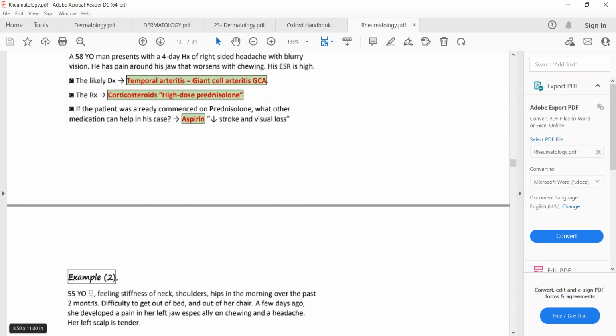Another example. A 55-year-old female feels stiffness of neck, shoulder, and hips in the morning over the past 2 months. She has difficulty getting out of bed and out of her chair. So stiffness of neck, shoulder, hips. What is the diagnosis on the basis of the first two lines?